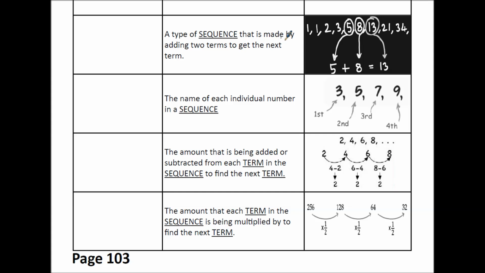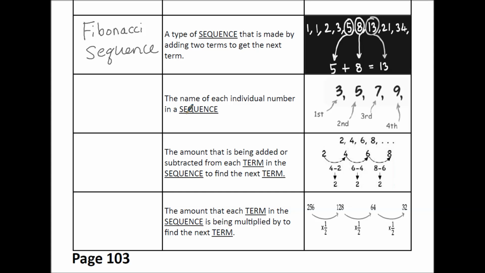A type of sequence that is made by adding two terms to get the next term. So 1 plus 1 is 2, 1 plus 2 is 3, 3 plus 5 is 8, 8 plus 13 is 21, 13 plus 21 is 34. So you take two terms and add them together, and then you get the third term. This is a special type of sequence called the Fibonacci sequence, and it was named for an Italian mathematician who made it famous.